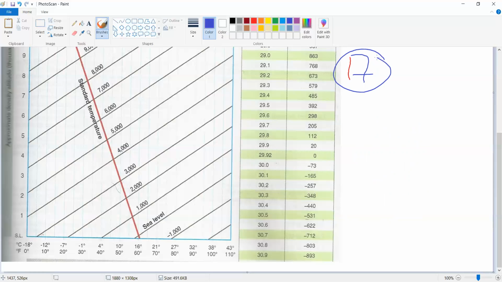What is the effect of a temperature increase from 20 to 50 on the density altitude if the pressure altitude remains at 5,000? So we're looking at 5,000. We want to see the difference between these two. So we have 25, which is here. Let's go up there.